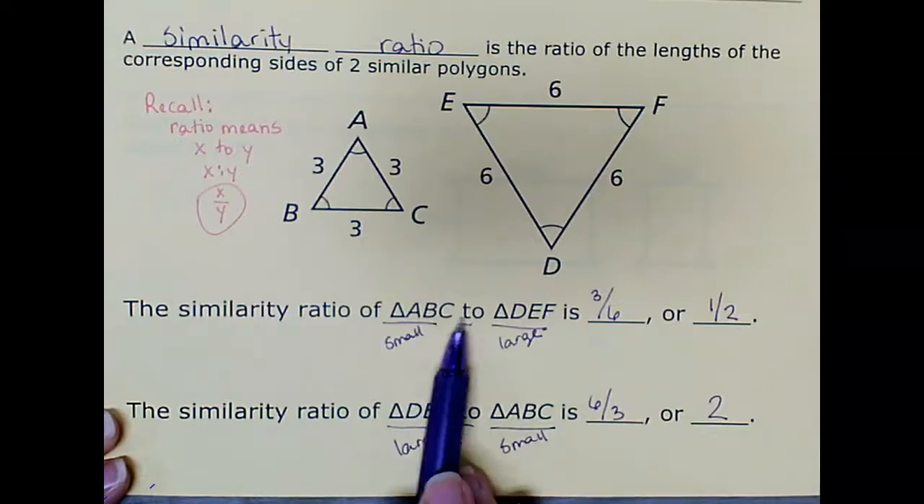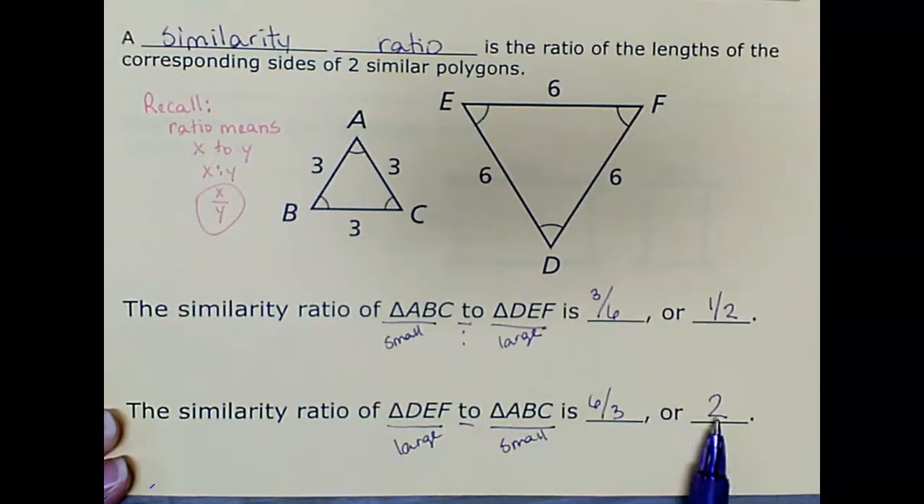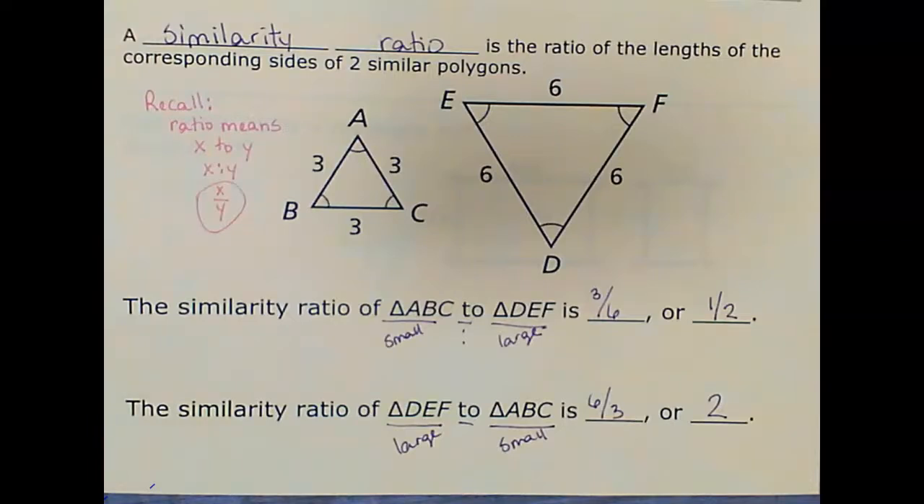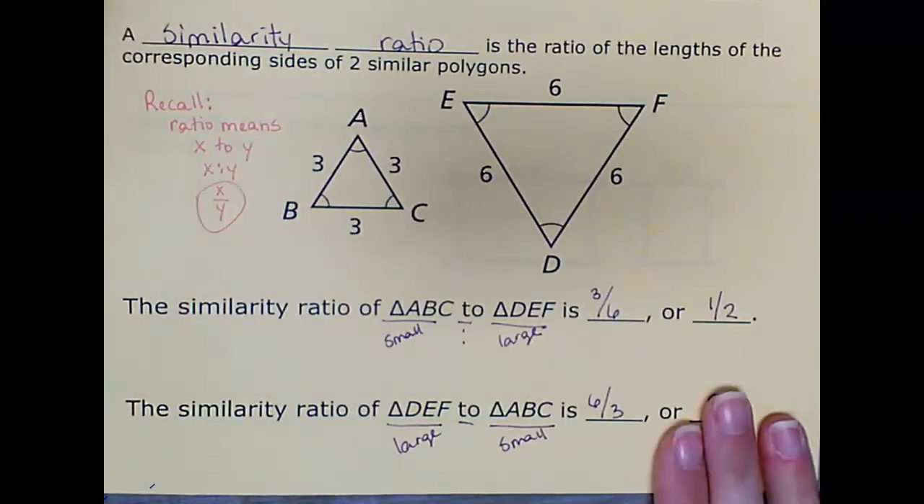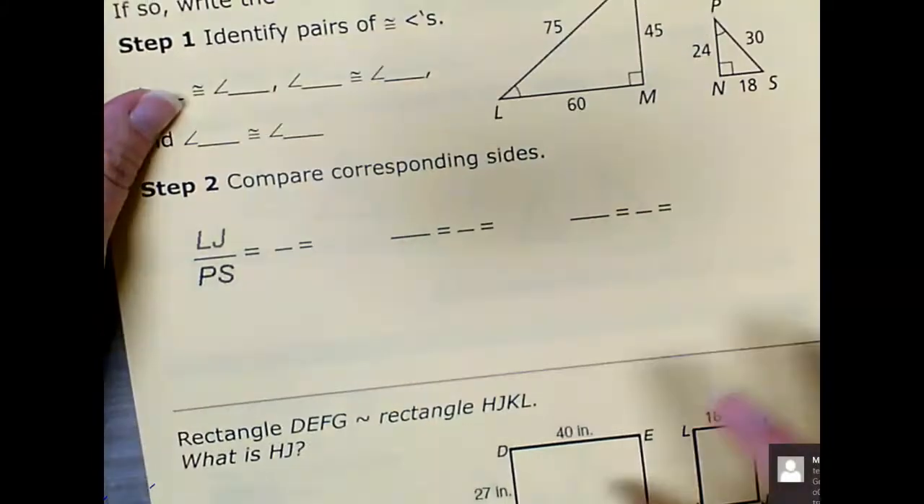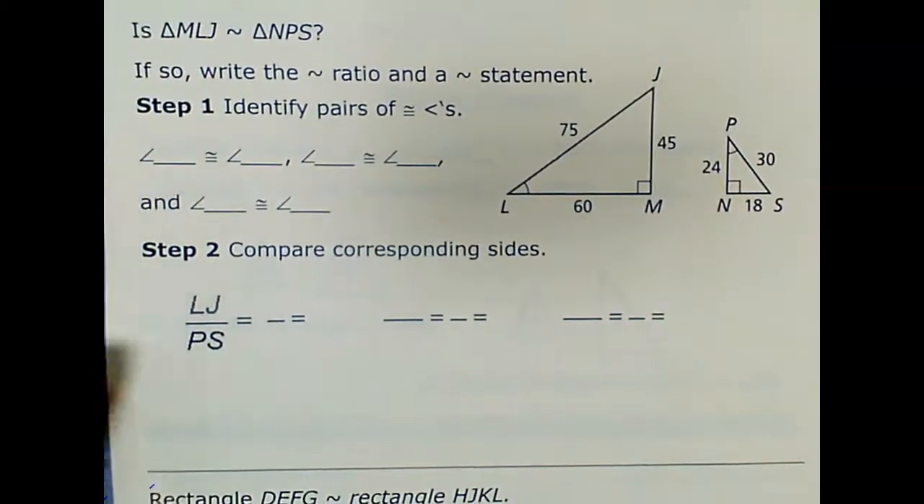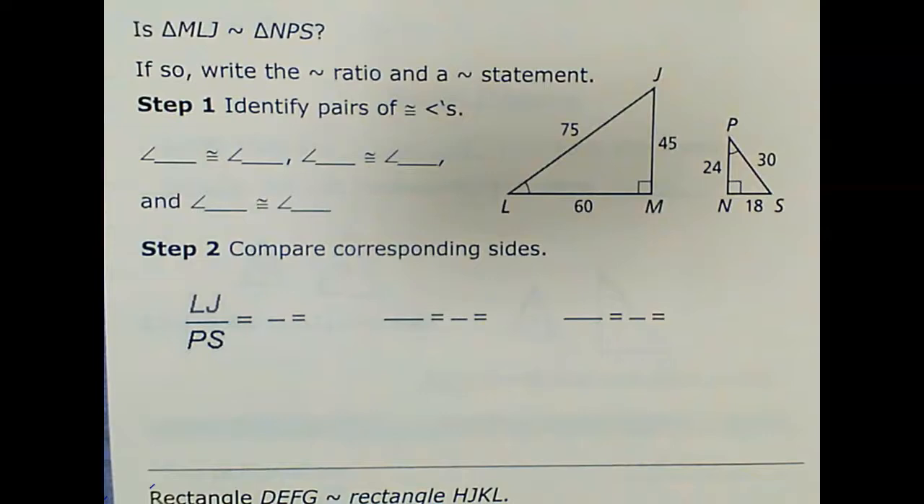So if we're going from small to large, this is the similarity ratio. If we're going from large to small, this is the similarity ratio. So let's move to our last page of notes. On the last page of notes, we've got 2 examples here.